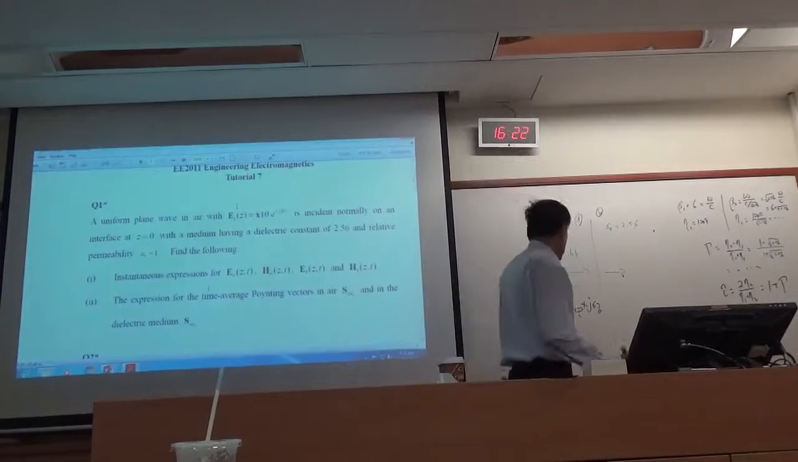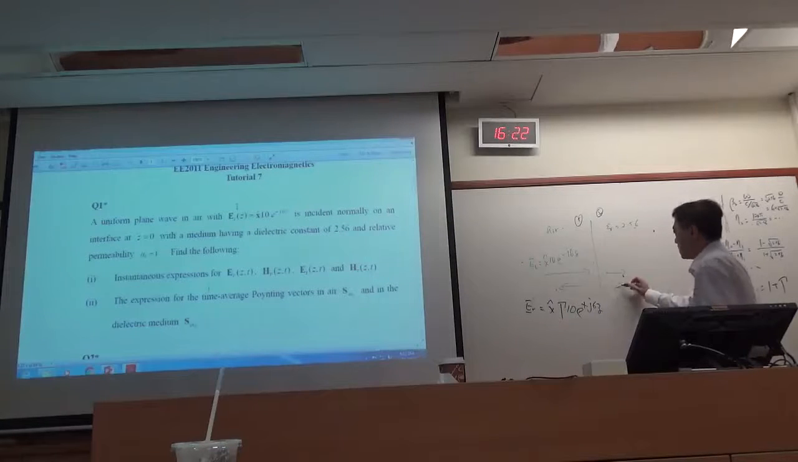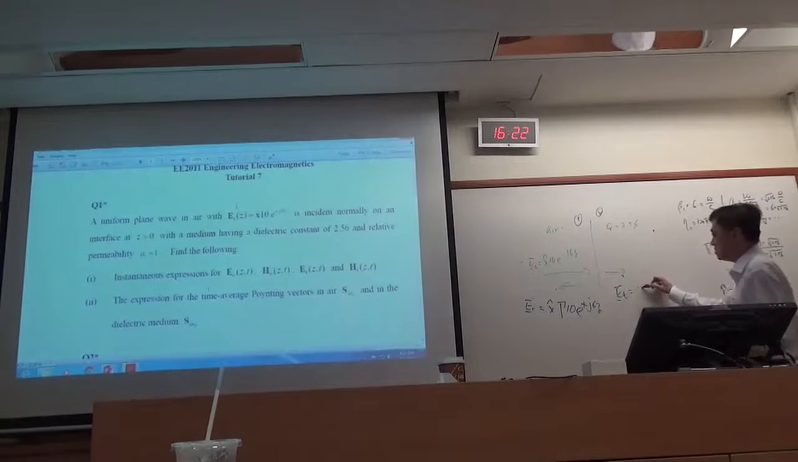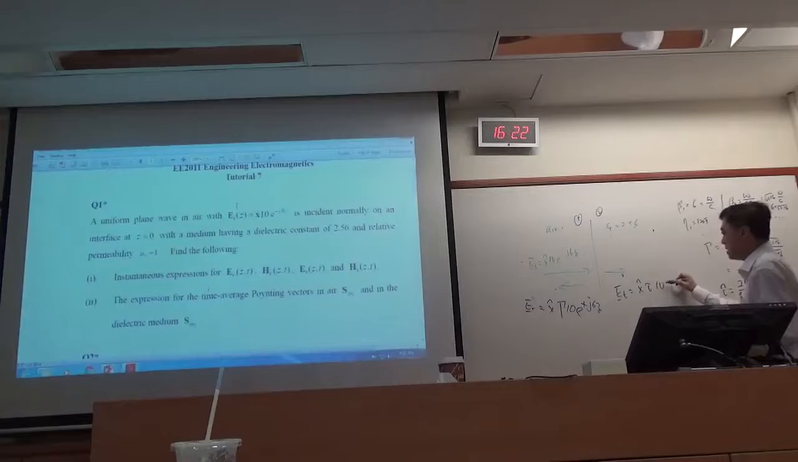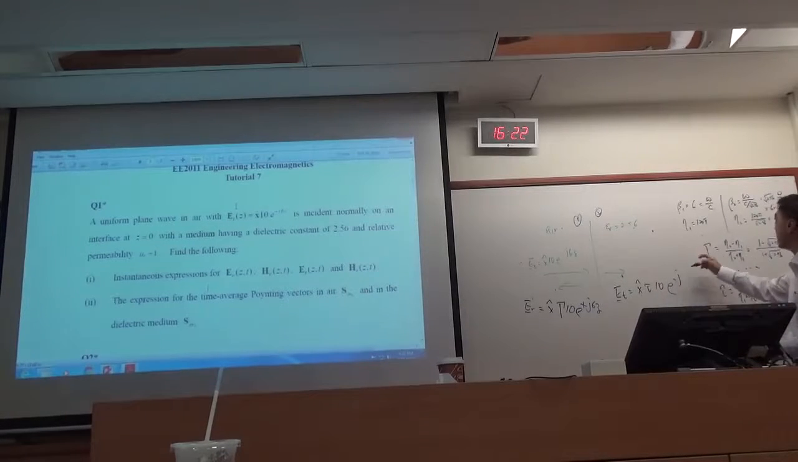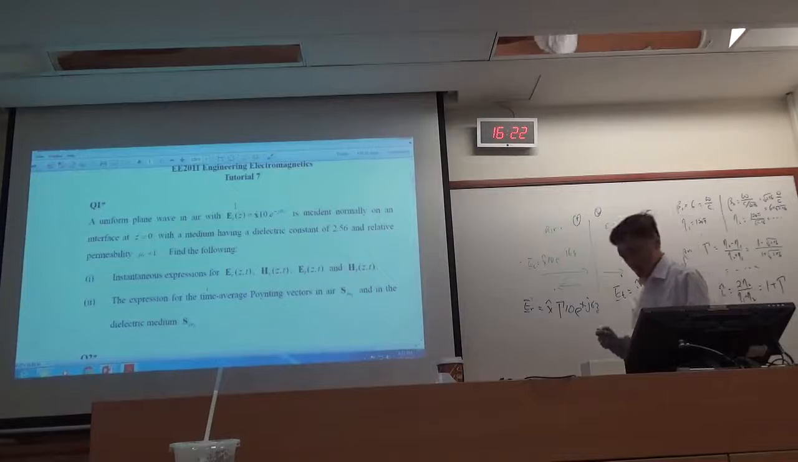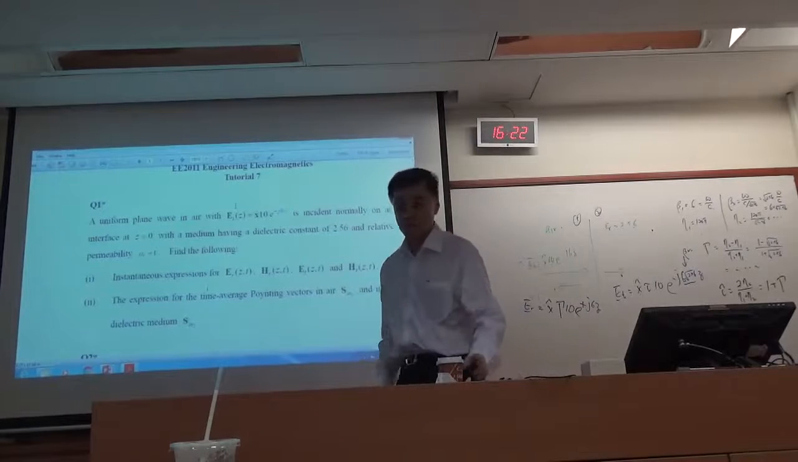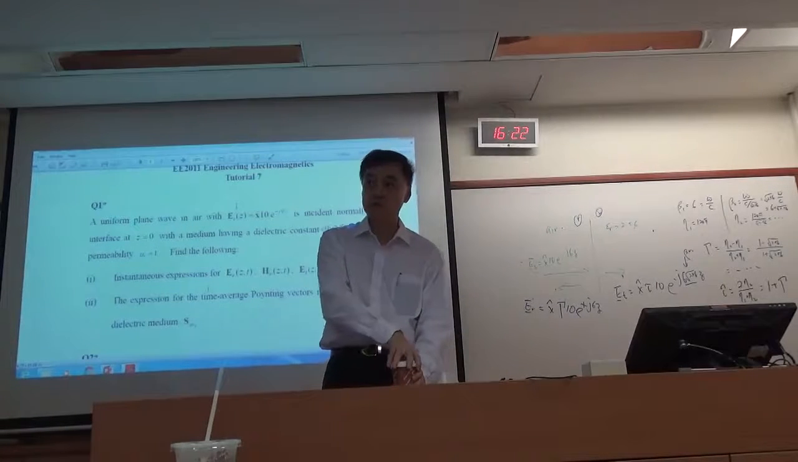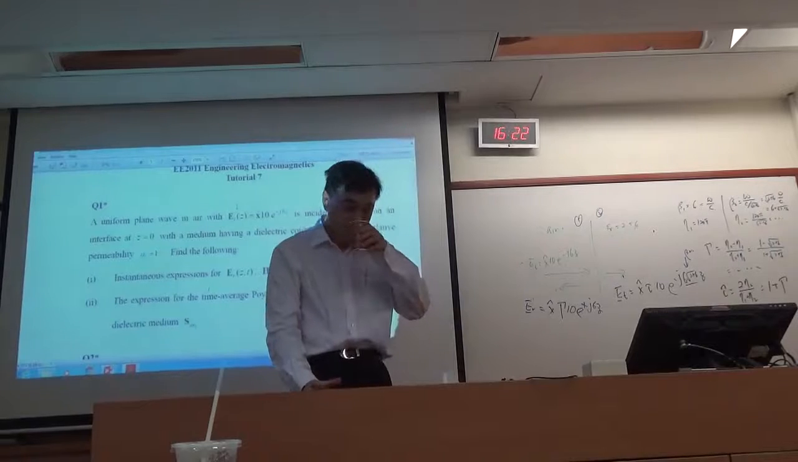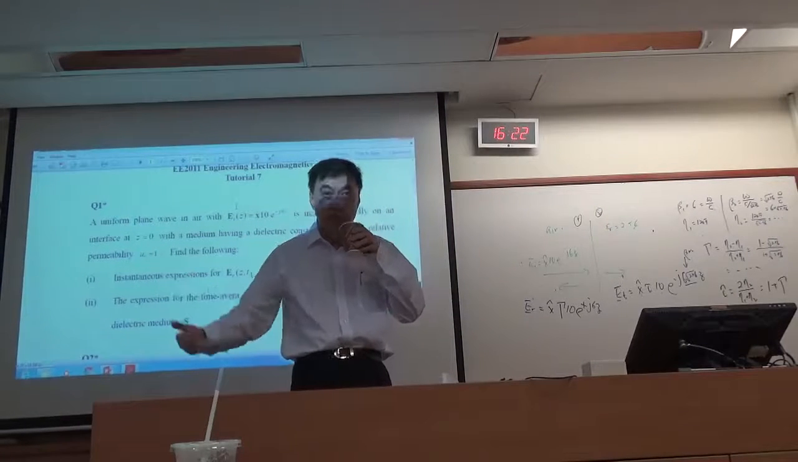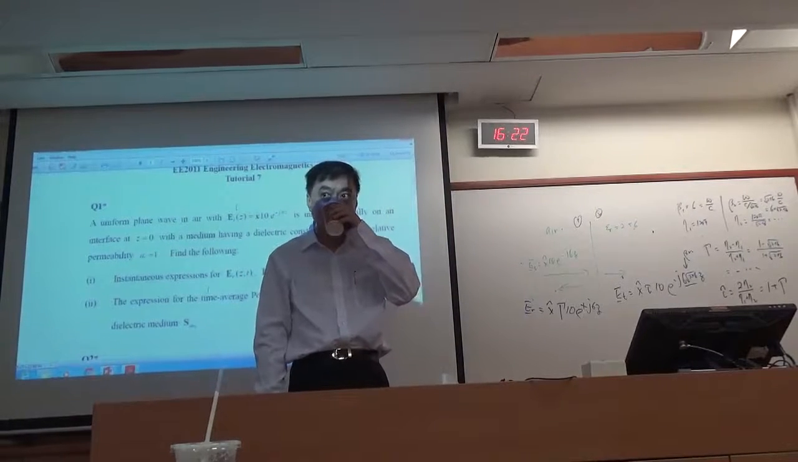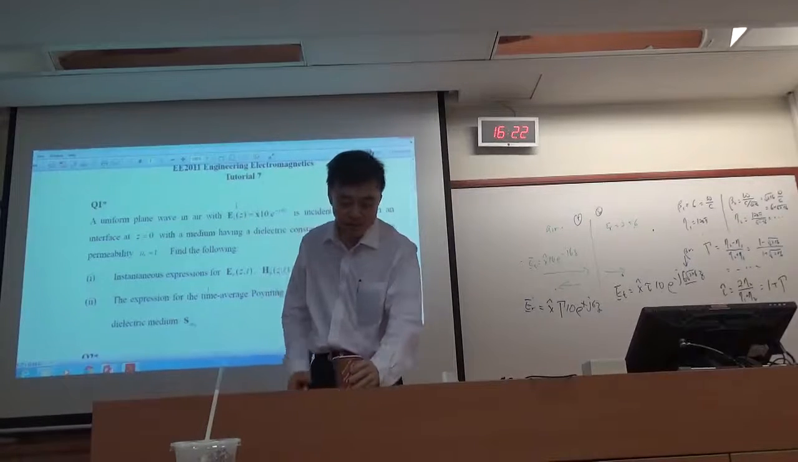Now, so this is my ER. So what is my ET? ET is also equal to X, or then E to the minus j, beta 2, square root of 2.56 Z. Beta 2 now. In the second medium, it is now beta 2. So far, any questions? Everything alright, yeah?